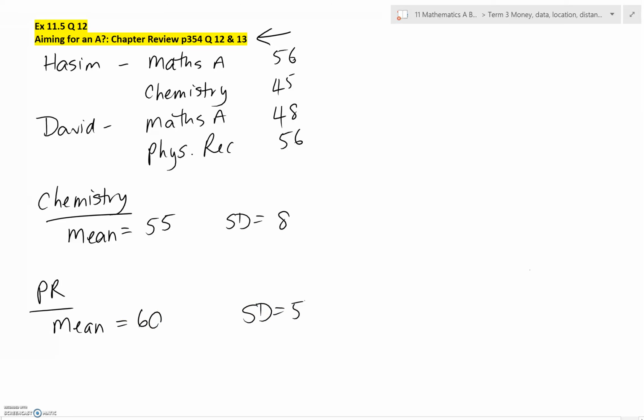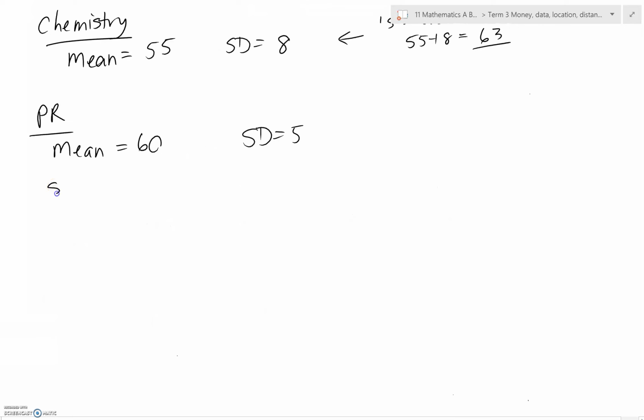And remember, standard deviation talks about how far the next group of data is from the mean. So one standard deviation in this case, one standard deviation above the mean would be 55 plus 8, or 63. 63 marks would be one standard deviation above the mean. So let's write something about that. So standard deviation measures the spread of scores from the mean.